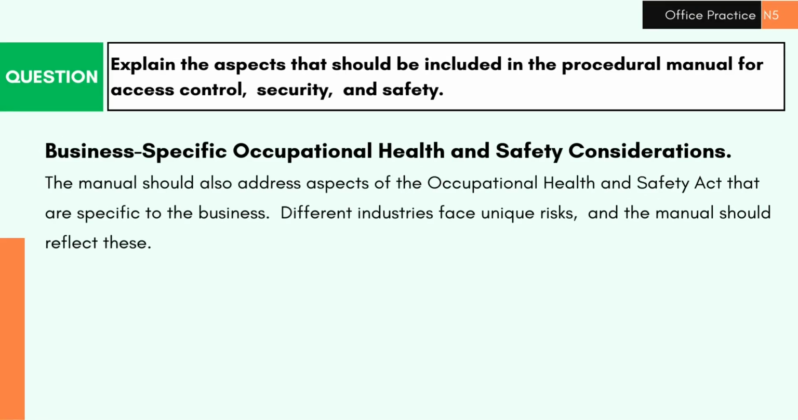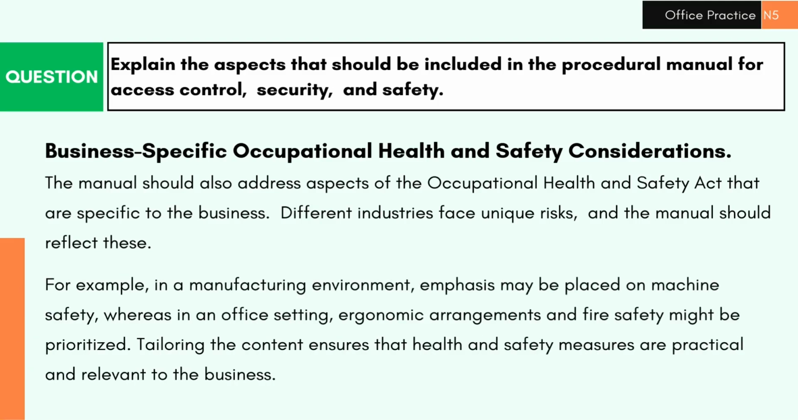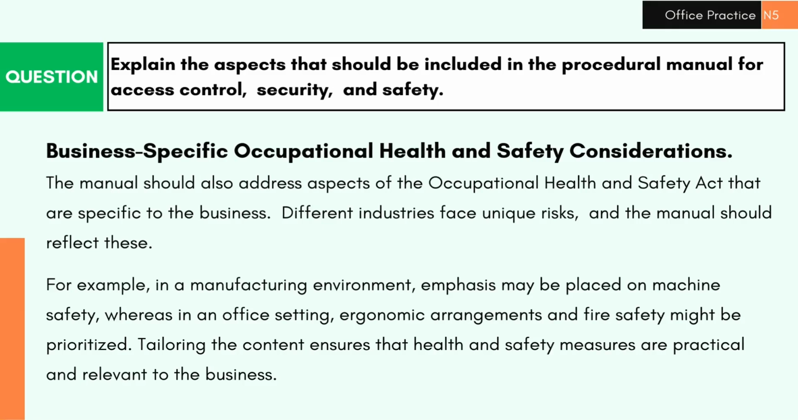2. Business-specific occupational health and safety considerations. The manual should also address aspects of the Occupational Health and Safety Act that are specific to the business. Different industries face unique risks, and the manual should reflect these. For example, in a manufacturing environment, emphasis may be placed on machine safety, whereas in an office setting, ergonomic arrangements and fire safety might be prioritized. Tailoring the content ensures that health and safety measures are practical and relevant to the business.